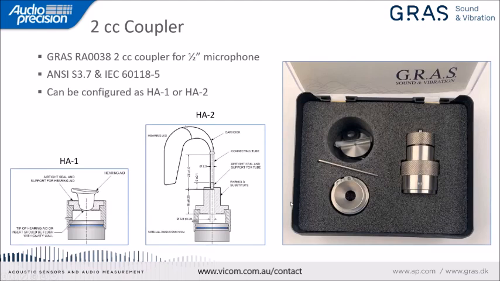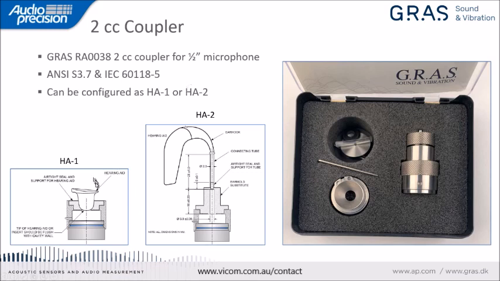Now there's a 2cc coupler required for the production test of hearing aids, and this is specified by standards ANSI S3.7 and Part 5 of the IEC 60118 series. And GRAS makes a nice coupler that meets both of these standards.